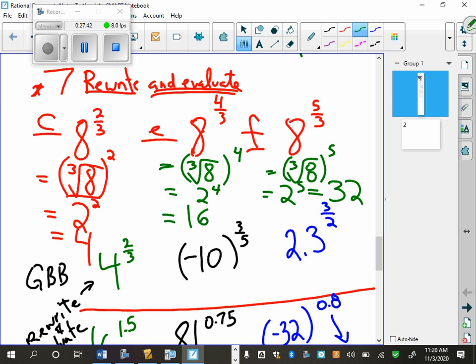Any questions on those guys? Okay, good question. These will be on your radical test on Thursday. This is still part of the radical unit.